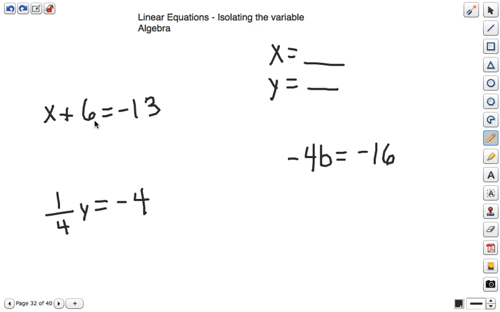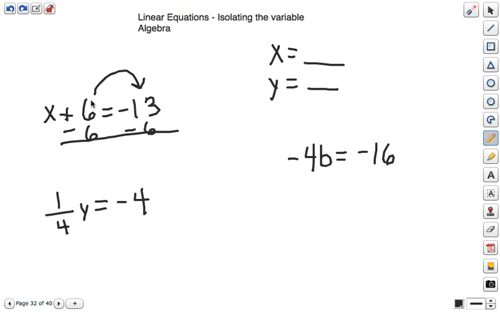First one, x plus 6 equals negative 13. Okay, so our goal is to get x by itself on one side of the equal sign. It doesn't matter which side. So we're going to take this 6 and move it to the other side of the equal sign. So to do that, I take the opposite operation. So instead of add 6, we're going to subtract 6 from both sides.